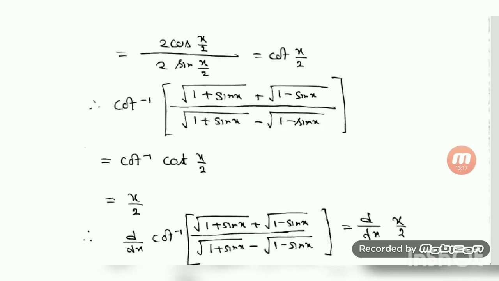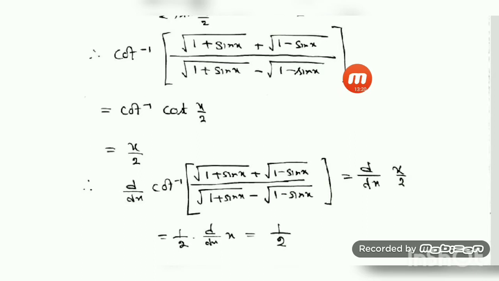Now go to your given expression. This is your given expression. In place of this I have substituted cot x by 2. Then cot inverse of cot will be x by 2. That means the whole expression is converted to x by 2 now. Now take d/dx on both sides. d/dx of cot inverse of the whole expression gives you d/dx of x by 2. 2 is a constant, it comes out. d/dx of x is equal to 1. So the answer is half.